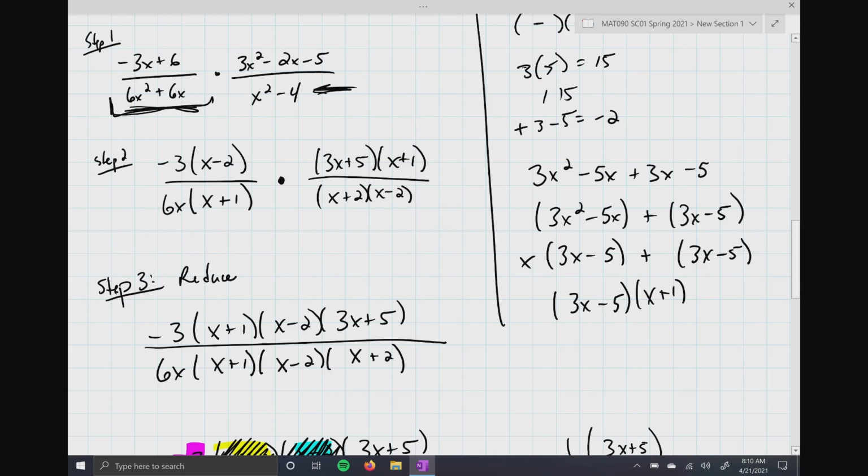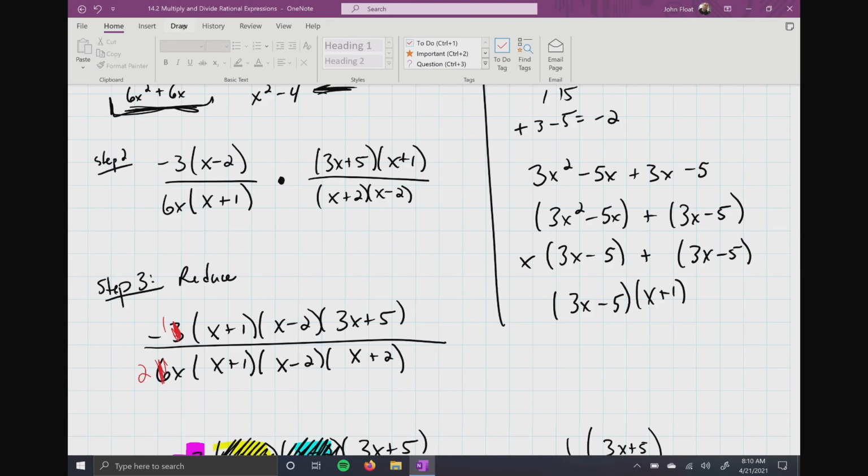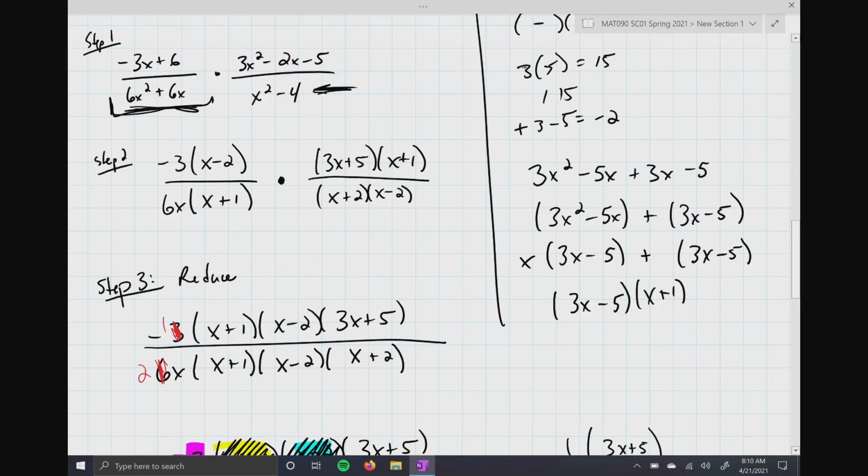And then within step 3, what I did is I rewrote all the terms in the numerator and all the terms in the denominator so that they stack on top of each other. The reason I did that is so I can look at this and say, I have negative 3 over 6. That reduces to 1 over 2. Then I see the x plus 1 in the numerator, x plus 1 in the denominator, so I can reduce them. X minus 2 in the numerator, x minus 2 in the denominator, I can reduce them.